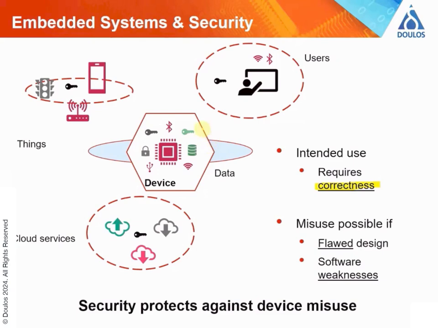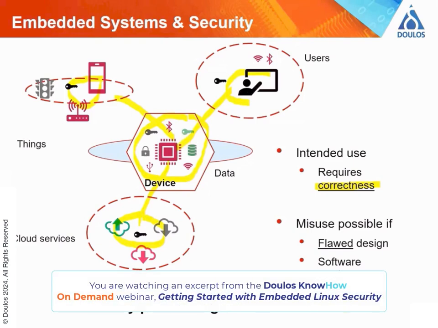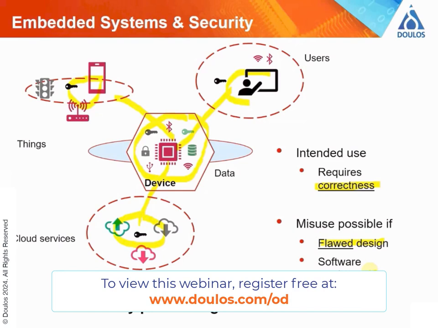I mean, devices typically, as shown here, don't exist in isolation. They're interacting with other devices, they're interacting with users, with cloud services, for example. And if somebody's able to misuse this device, then that could have obviously much wider implications, as well as, of course, the implications for things like personal data and so on the device itself. So security protects against device misuse, and misuse might be possible because of flawed design or weaknesses in software. And so a lot of the things we're going to speak about today are about defeating or at least mitigating against those things.